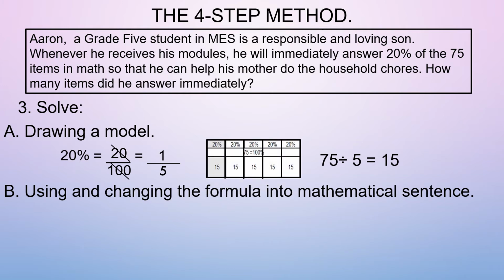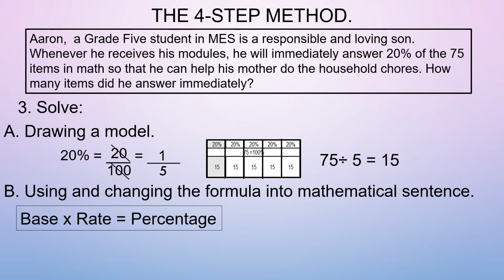As you can see from the region, 20% of 75 equals 15. Another strategy is letter B, using and changing the formula into a mathematical sentence. The formula is base times rate equals percentage.